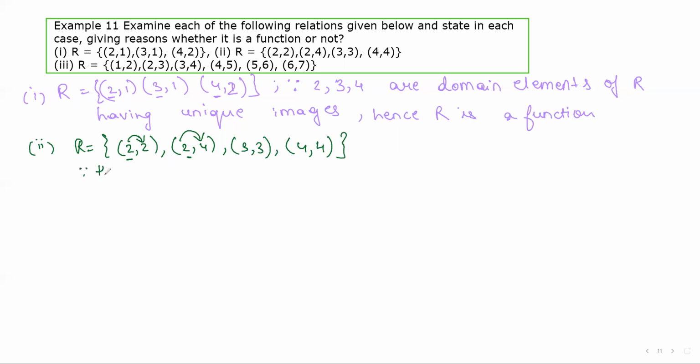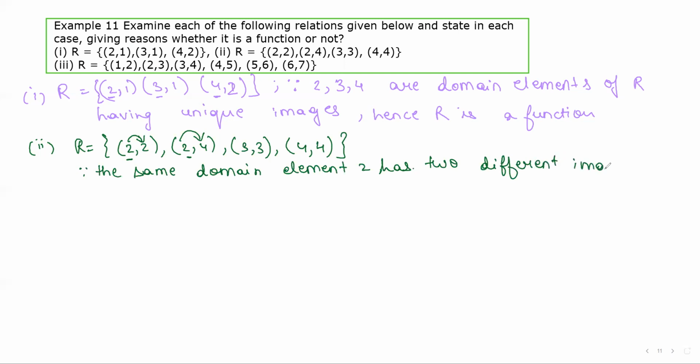Since the same domain element 2 has two different images, 2 and 4, hence this relation is not a function.